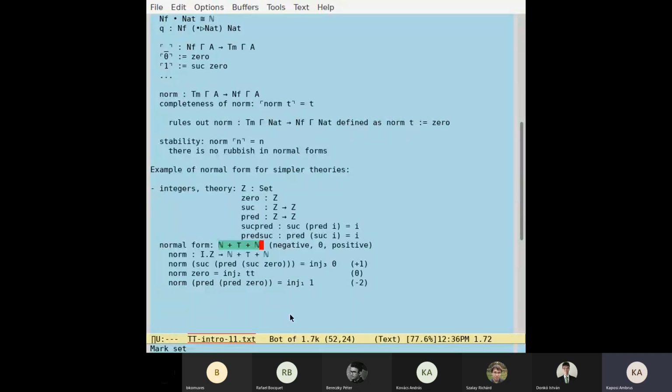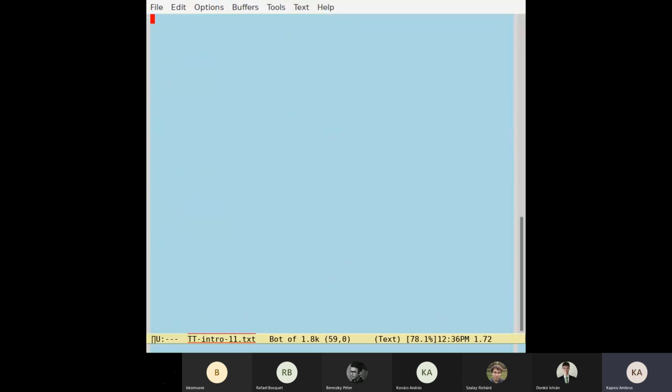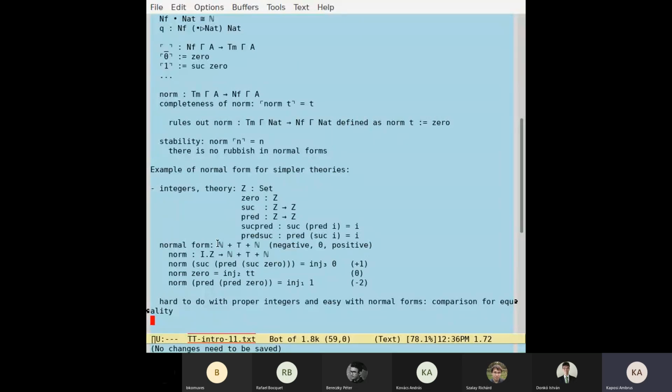Okay, and now it's quite nice, because if you have an integer in a normal form, one thing that is hard to do with proper integers and easy with normal forms is, for example, comparison for equality. So when you want to decide whether two integers are equal, then if you have these things, it's very easy to decide whether two integers in normal form are equal.